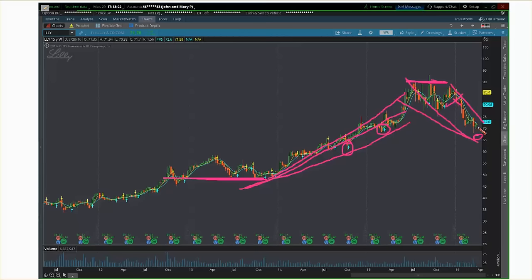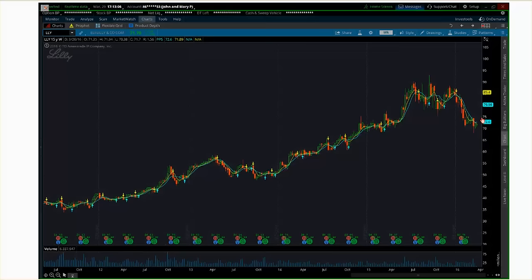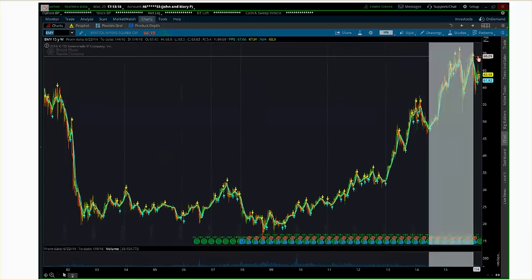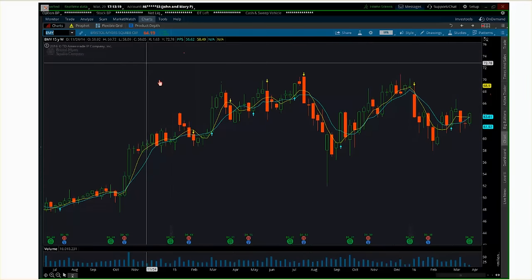But by the end of this week, we would be wanting to change that scan feature and look for maybe a fresh buy signal, right? So you'd look at Lilly, and you can go to BMY, and, you know, you could look at some of the other drug stocks, and some look better than others.